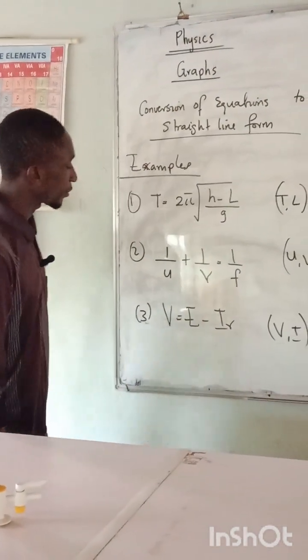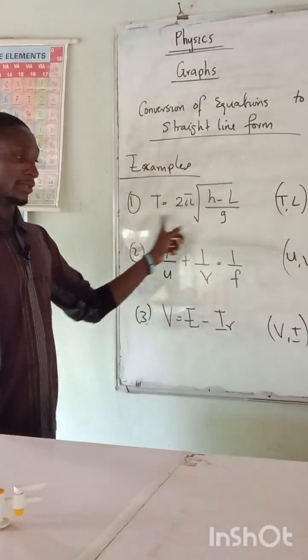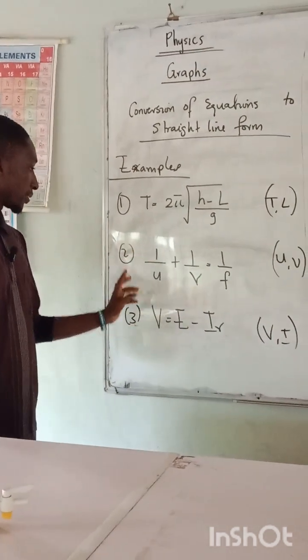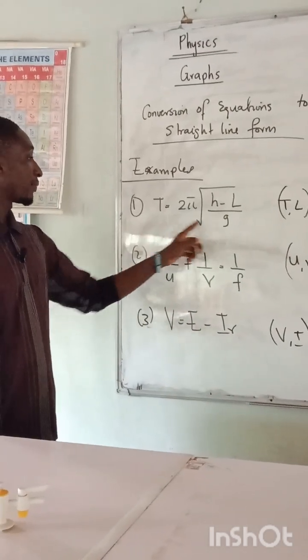So I have 3 examples. This is an equation of period for a simple harmonic motion, and then this is optics, this is electricity. So I want to transform this equation.